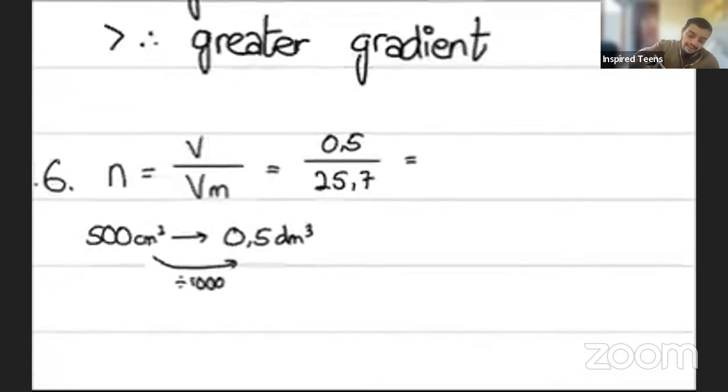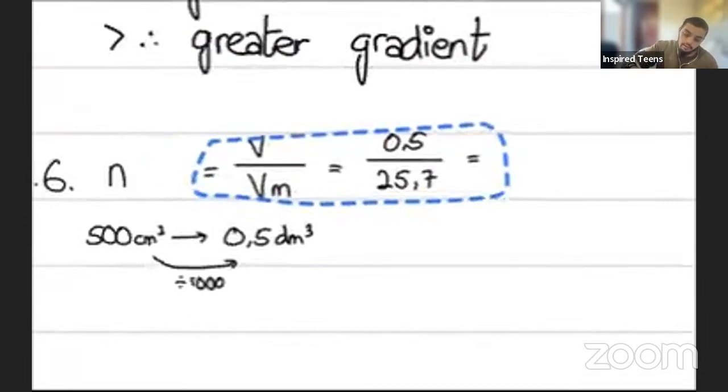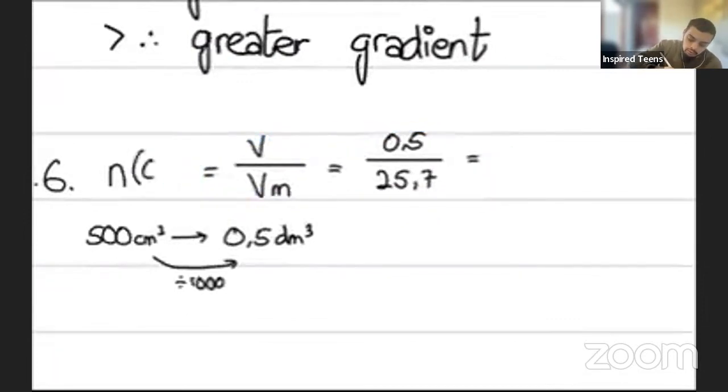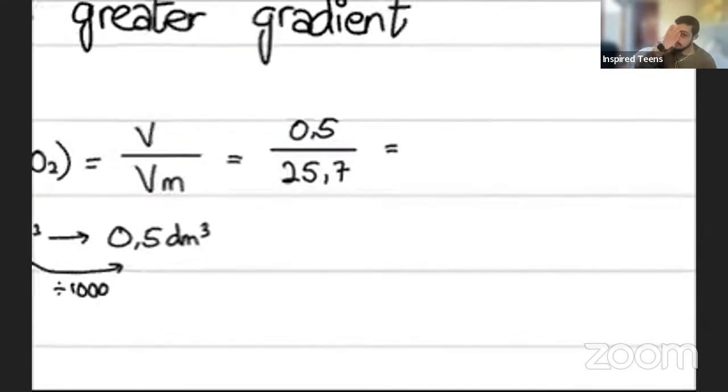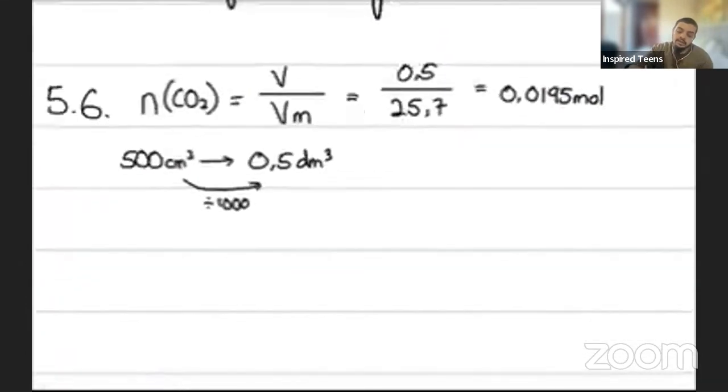Sorry, we should probably label it so that we know what we're working with. This is moles of CO2. We get an answer of 0.0195 moles. This is the moles that we get for CO2. We know that this is the correct amount because this is actually what was formed, because we use the graph for the actual information of what was formed.